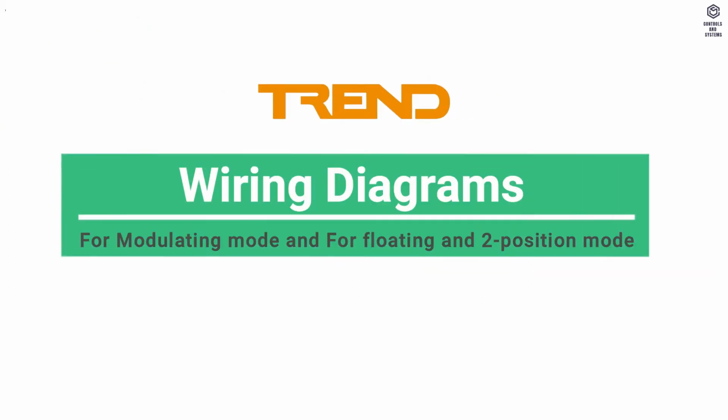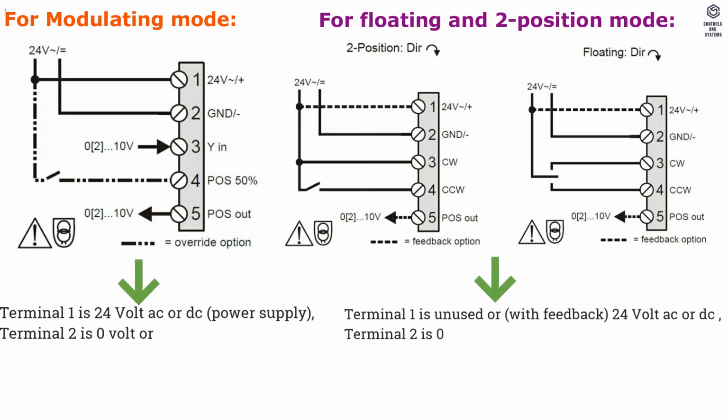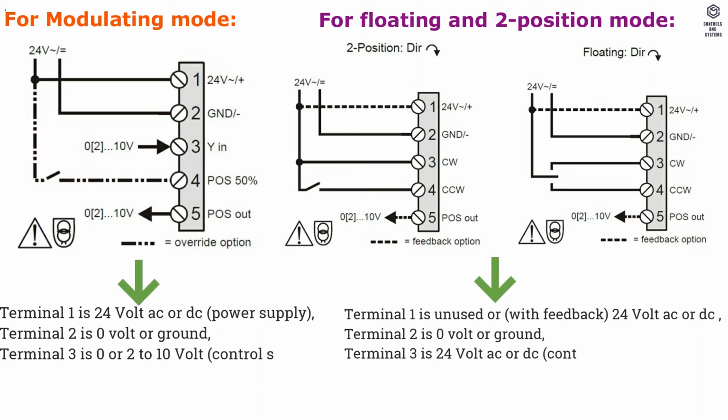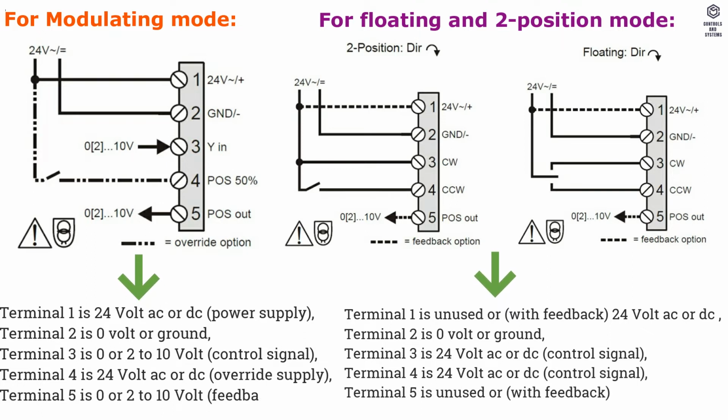Wiring diagrams: Terminal 1 is 24 volt AC or DC, power supply. Terminal 2 is 0 volt or ground. Terminal 3 is 0 or 2 to 10 volt, control signal. Terminal 4 is 24 volt AC or DC, override supply. Terminal 5 is 0 or 2 to 10 volt, feedback signal.